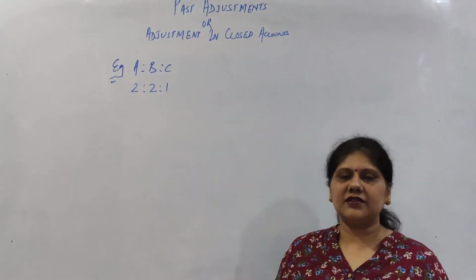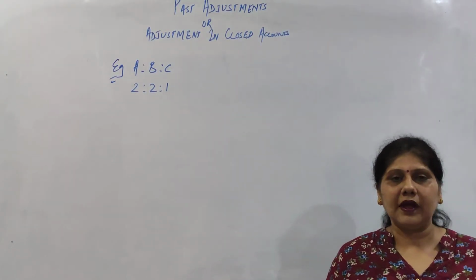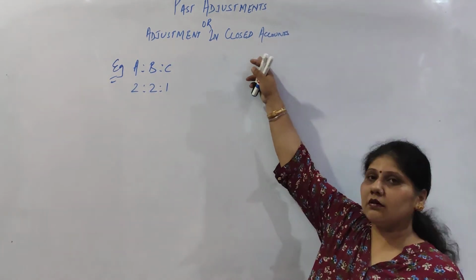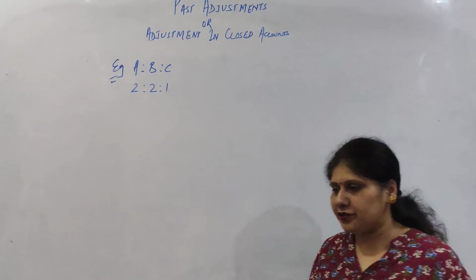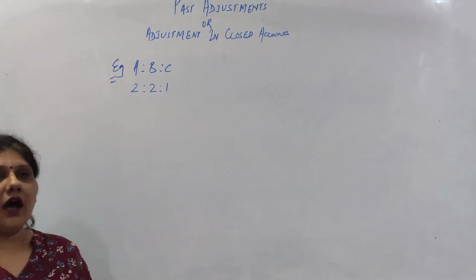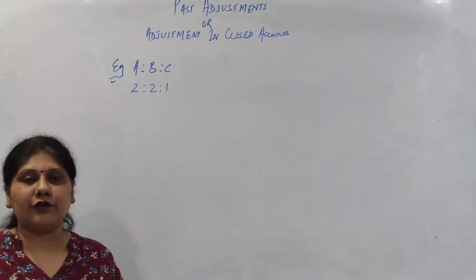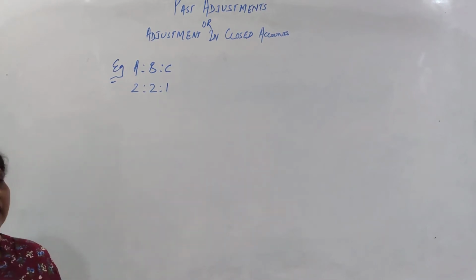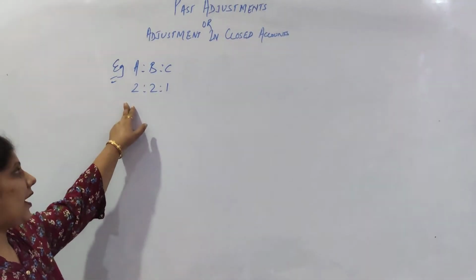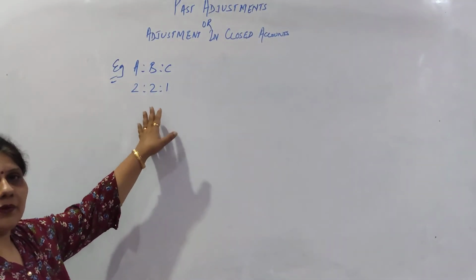Let's continue with our chapter Fundamentals of Partnership and our topic Past Adjustments or Adjustment in Closed Accounts. In last session, we started this topic and today we'll see how change in profit sharing ratio which is wrongly taken can be rectified. Suppose A, B and C are partners, 2:2:1 is their profit sharing ratio.